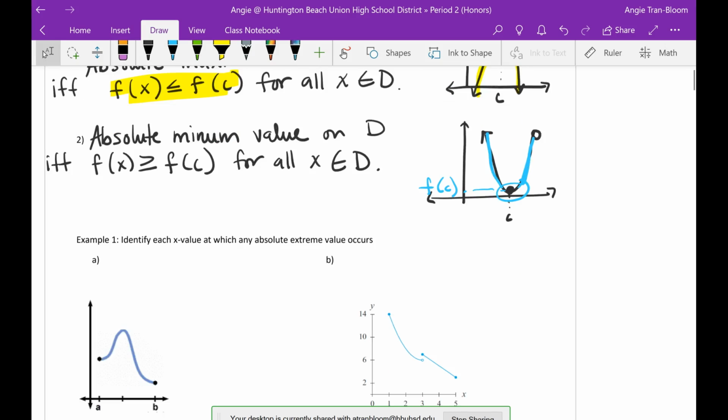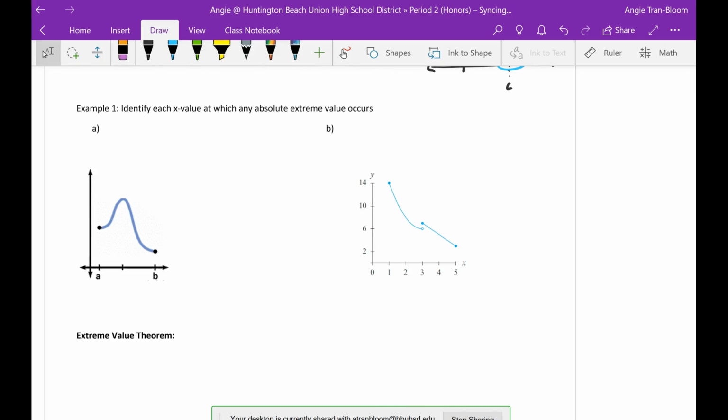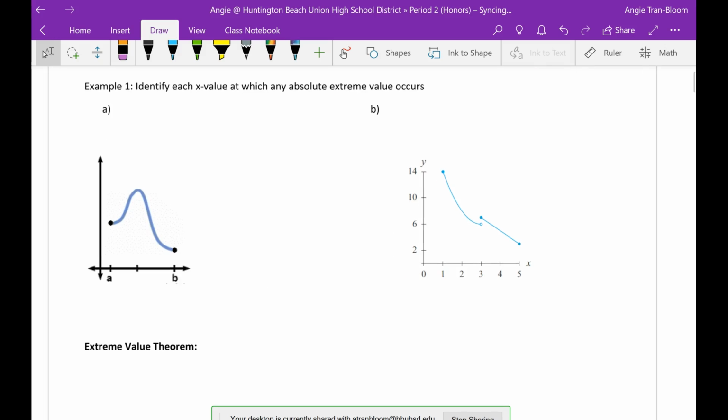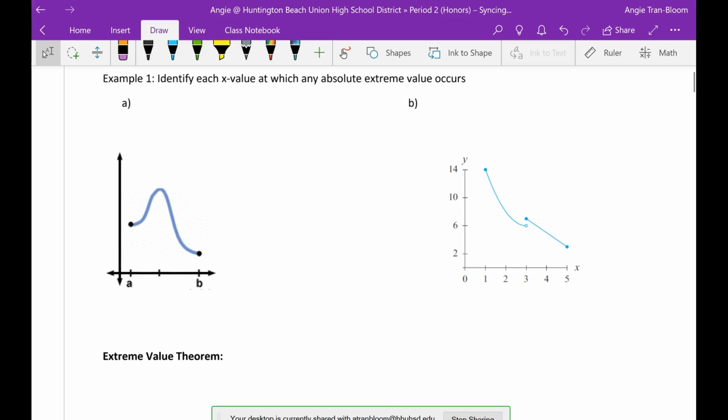All right, let's practice really quickly. Can you help me read, Marley, the instruction for example 1? Identify each x value at which any absolute extreme value occurs. Thank you. So it's looking for the x location when you have any absolute extreme value. We're going to look for both absolute min and absolute max, and just put a min, a max. It's a lot quicker than spelling it all out.